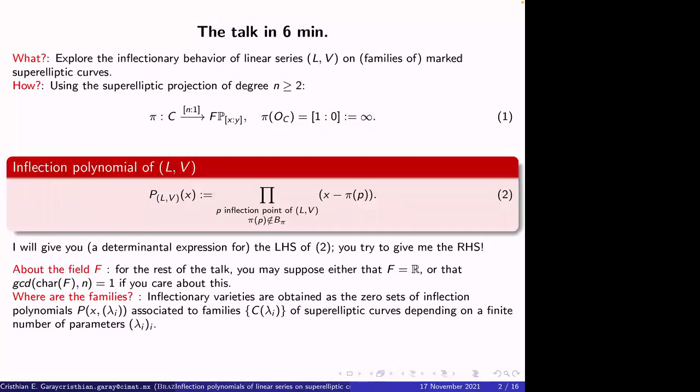And well, I mentioned some families in my abstract. These inflectionary families, when we introduce some parameters upon which our curves depend, a finite number, then these inflection polynomials become dependent on them. And the hypersurfaces or the algebraic varieties defined by them are what we call inflectionary varieties, and they somehow keep track of the global behavior of this inflection as we vary the curve over a flat family.